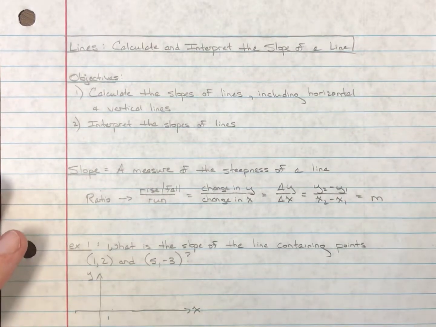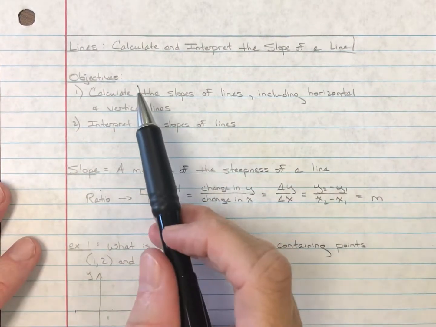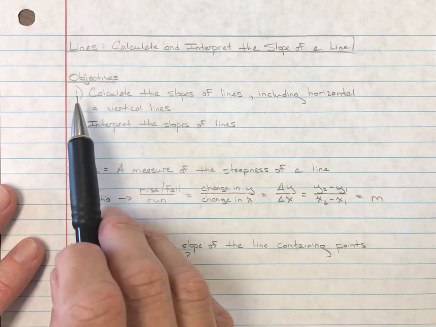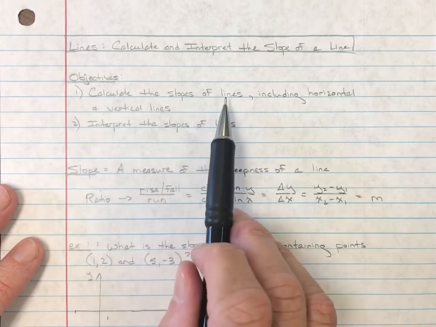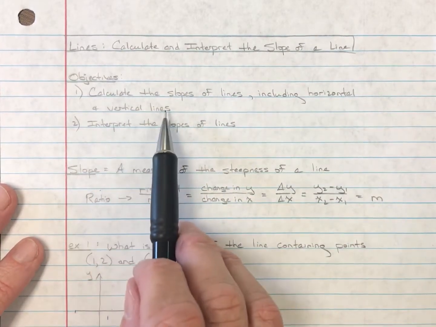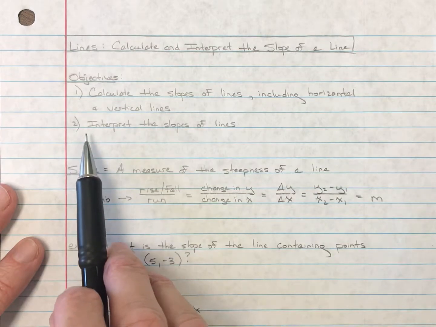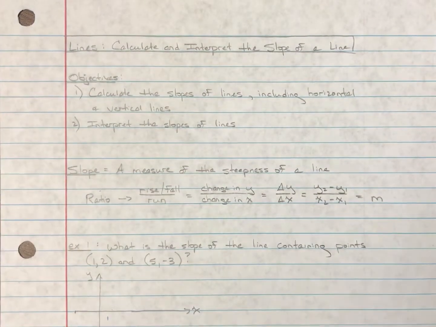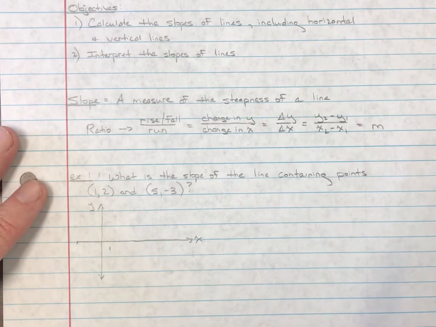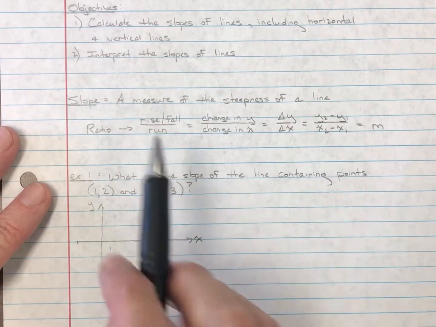Okay, let's talk about lines. For this video lecture, we have two objectives. We want to, one, calculate the slope of lines, including horizontal and vertical lines, and two, interpret the slopes of lines. All right, let's first define what slope is.